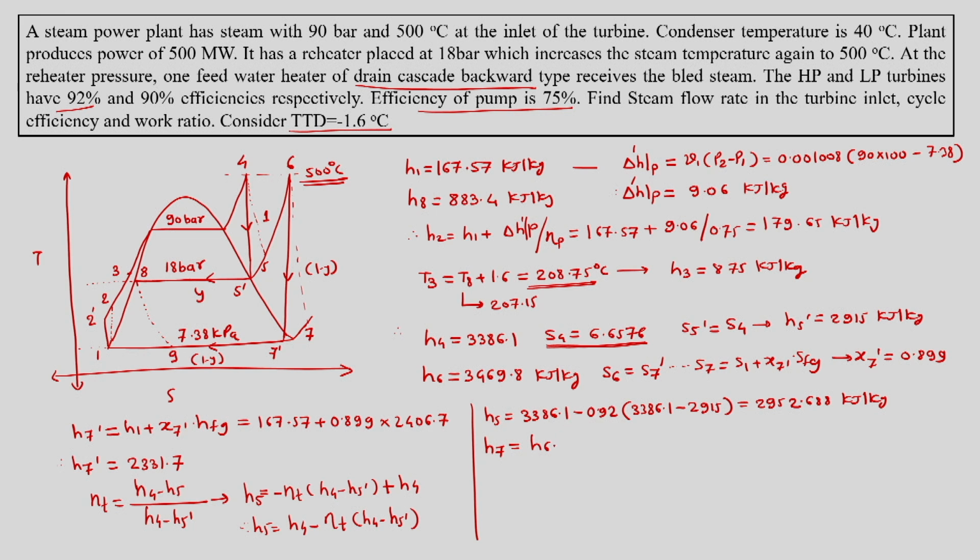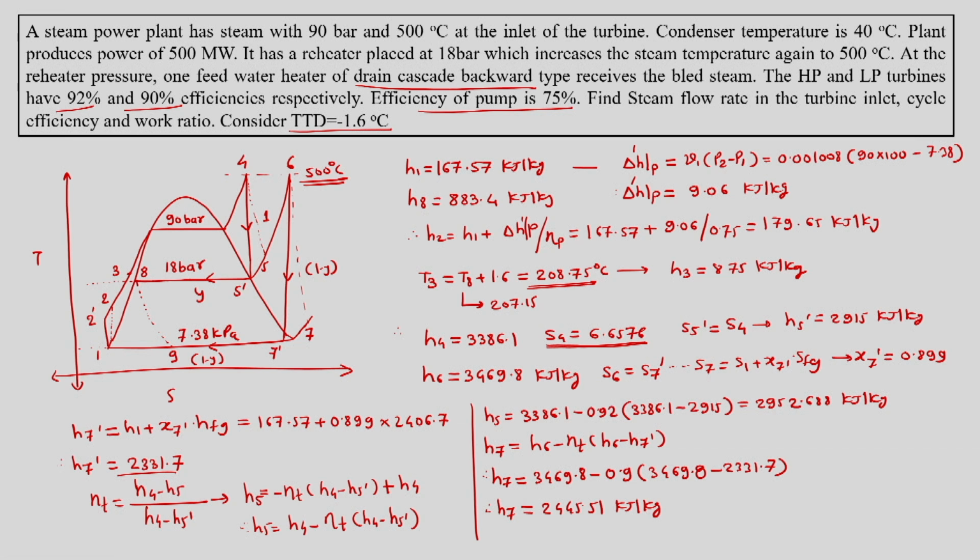Similarly, we can find out H7 using the same formula: H6 minus turbine efficiency into H6 minus H7 dash. So we have H6, which is 3469.8, minus turbine efficiency. For the low pressure turbine, efficiency is 90%, H6 is 3469.8 minus H7 dash, which is 2331.7. So we get H7 from here as 2445.51 kilojoule per kg.